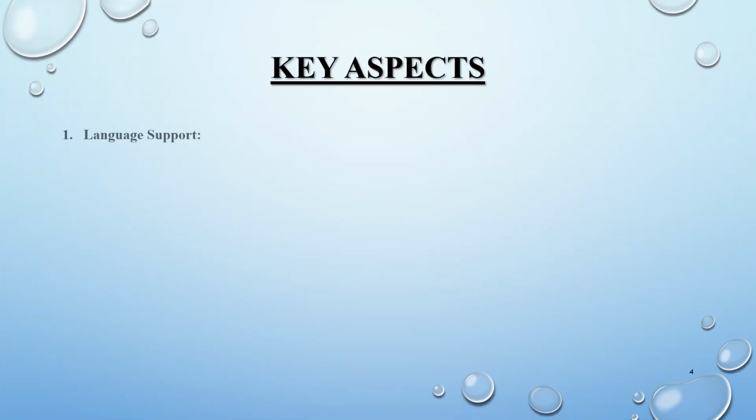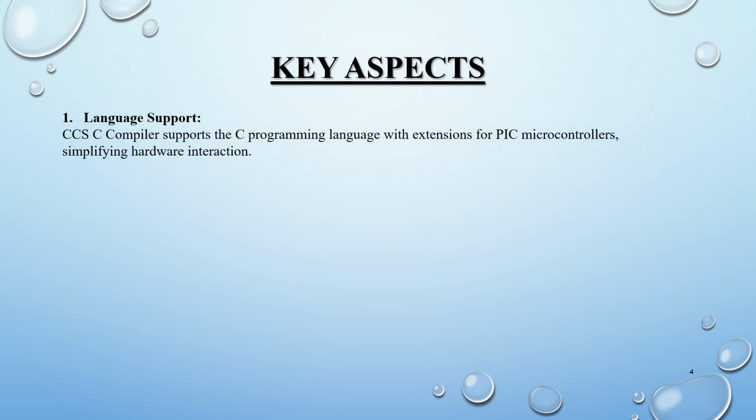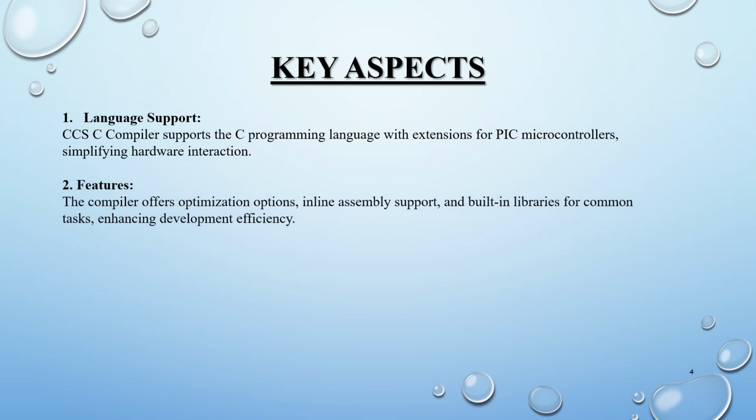Key aspects. The first one is language support. CCS C Compiler supports the C programming language with extensions for PIC microcontrollers, simplifying hardware interaction. The second one is features. The compiler offers optimization options, inline assembly support, and built-in libraries for common tasks, enhancing development efficiency.